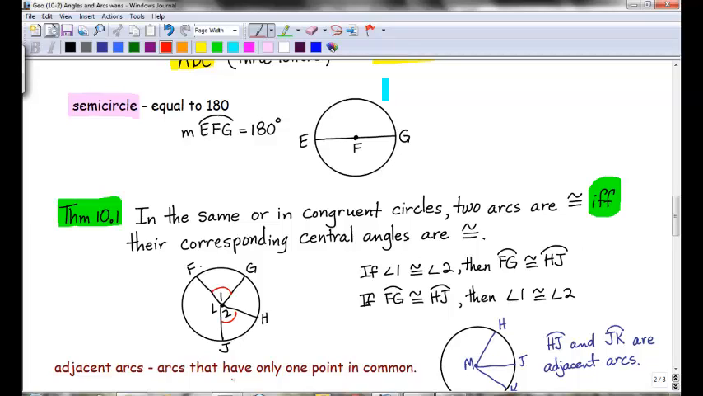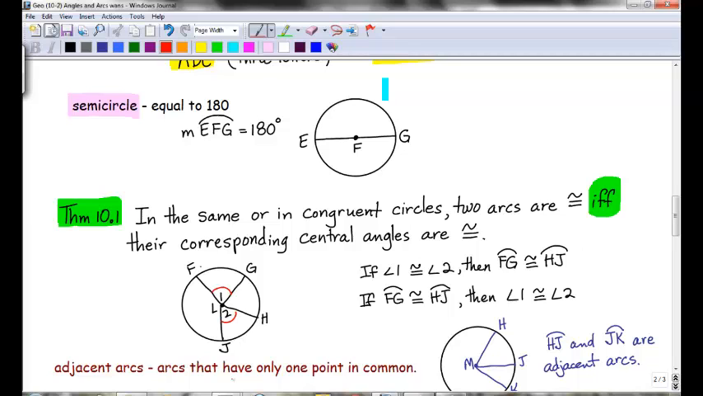Now that's the if part. Now here's the if and only if. The only if is you turn it around. You just turn this around and say if the arcs are congruent, then the angles are congruent. So anytime you see that if and only if, that means it works both ways.